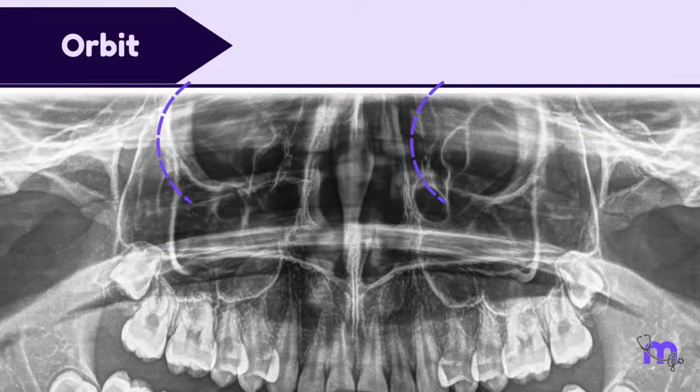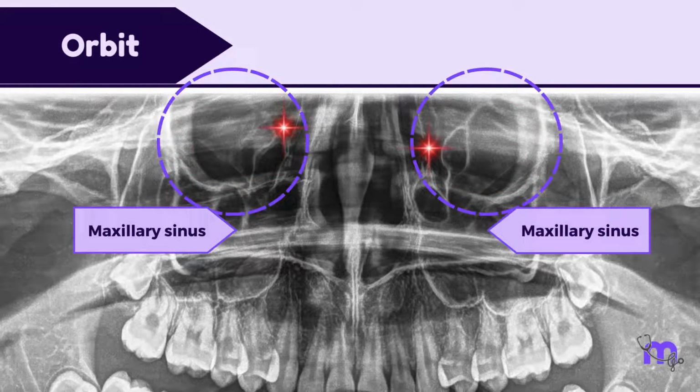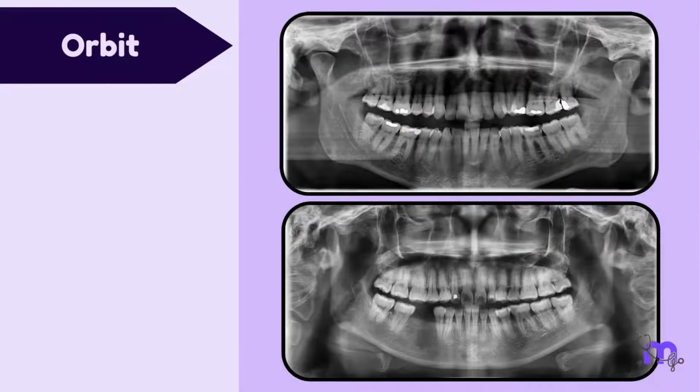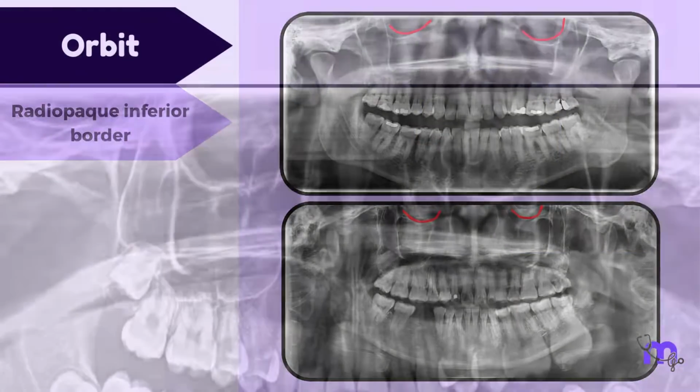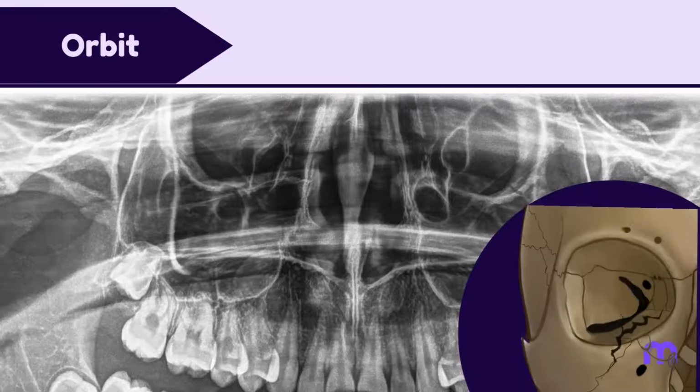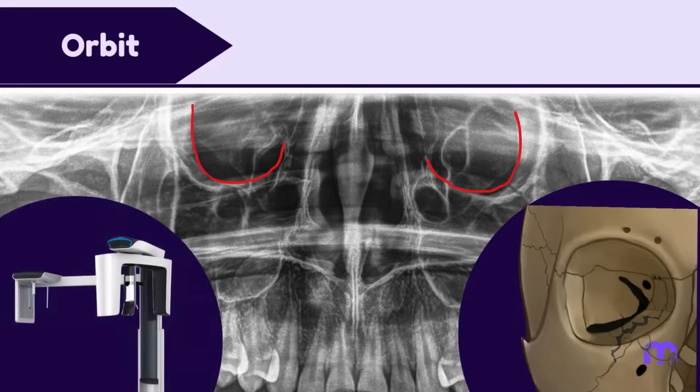It is visible on an OPG as a round radiolucent compartment with radio-opaque borders, located superior to the maxillary sinus. Most radiographs show the radio-opaque inferior border of the orbit. In cases of blowout fractures, a fracture line in the lower border of the orbit may be visible on an OPG, though a CBCT scan would be ideal in such cases.